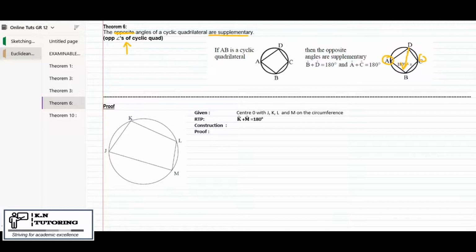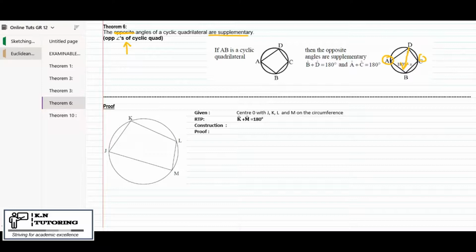Now let's go to the proof, step by step, of how to prove that this theorem is indeed valid. We're going to look at the 4 steps that we go through. The first one is what is given. We are given center O. One thing that is missing here is a center O in the middle.